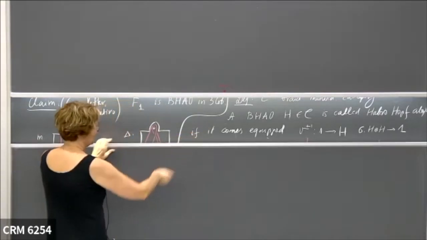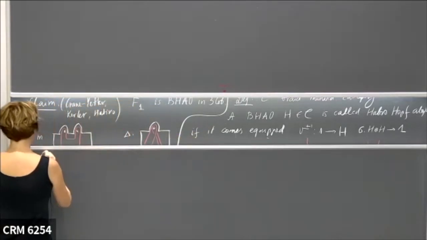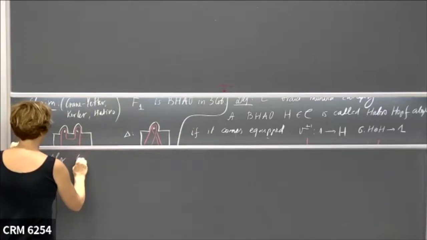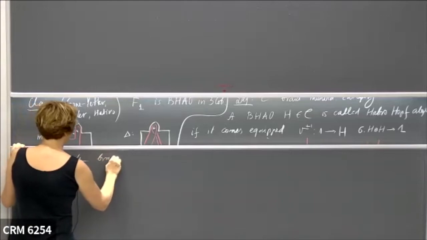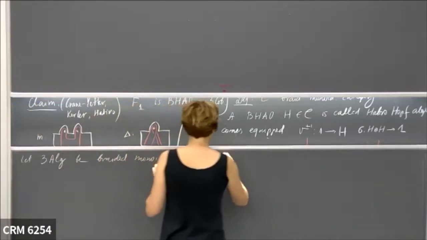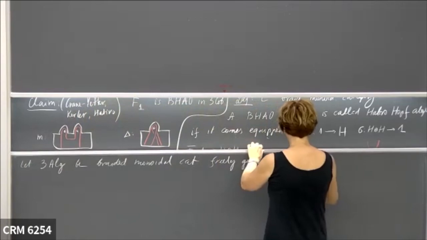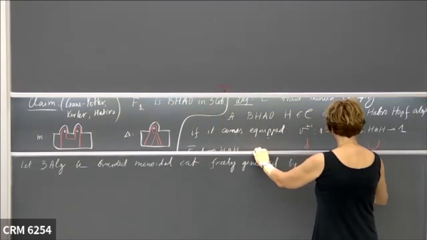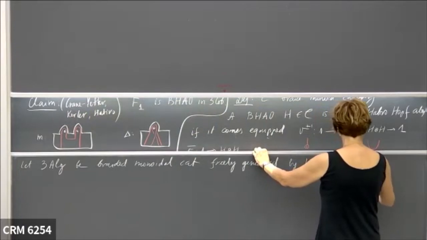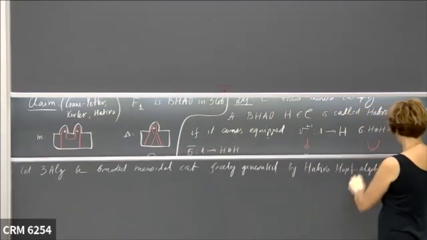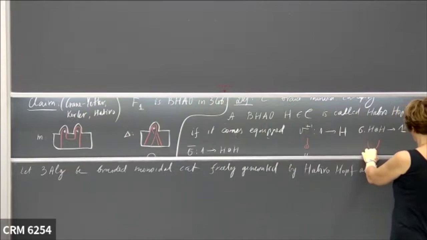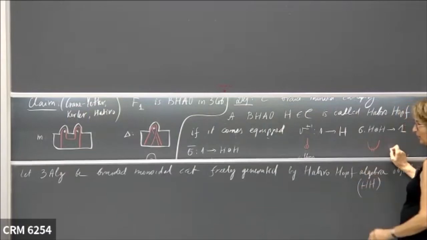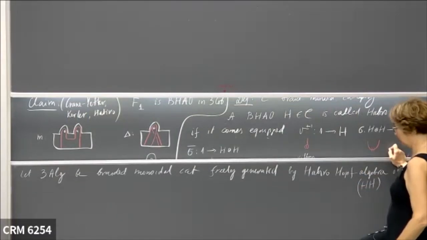So we introduce this combinatorial algebra, and then let 3 be the braided monoidal category generated by the Habiro algebra object. I will call it HB.